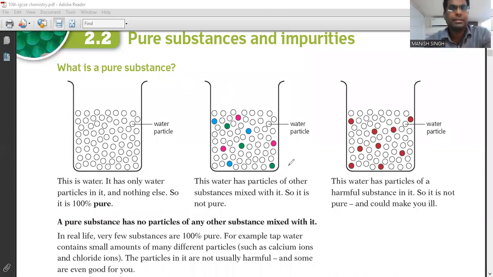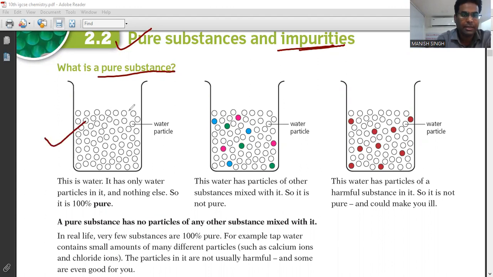Now our next topic is pure substances and impurities. So what is a pure substance? Look at the diagram. These are water particles. The white ones are water particles, and the colored ones are mixed in. So this water has only water particles in it and nothing else. So it is called pure, 100% pure.